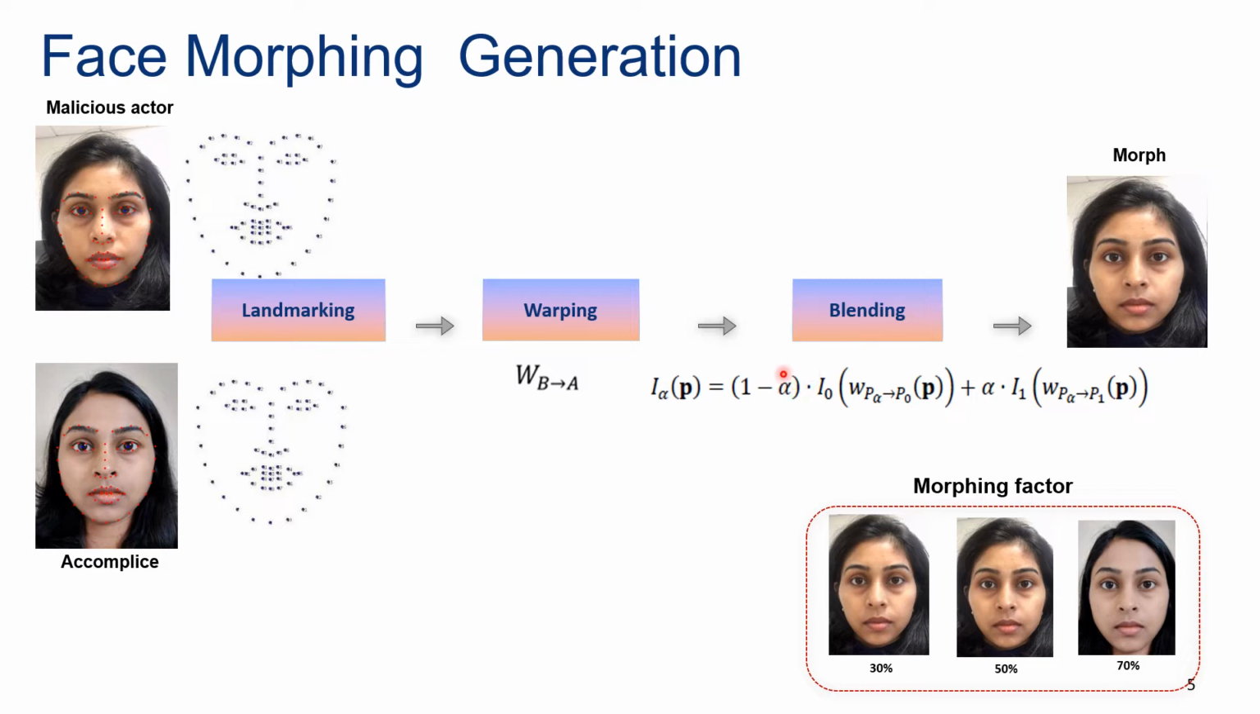When we perform the blending, the alpha factor can be varied. For instance, as you see in this figure, if we choose alpha as 30%, the resulting morphed image is more similar to the malicious actor. Similarly, if it is 70%, it is more similar to the accomplice. In the case of 50%, it is like an average of both face images. In all three cases, the morphed face images are vulnerable in the automatic face recognition system. That means if we enroll the morphed face image in the face recognition system and probe with both the malicious actor and the accomplice, the system will show that both of these data subjects can be verified against the enrolled subject.